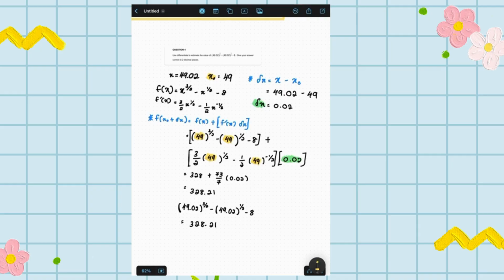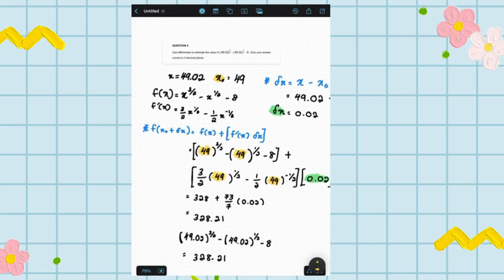Question 4. Use differential to estimate the value of 49.02^(3/2) minus 49.02^(1/2) minus 8. Give your answer correct to decimal places. Our x value is 49.02 and our value of x naught is 49. To determine the value of x naught, we estimate the easy number of our x value with no decimal places, which is 49.